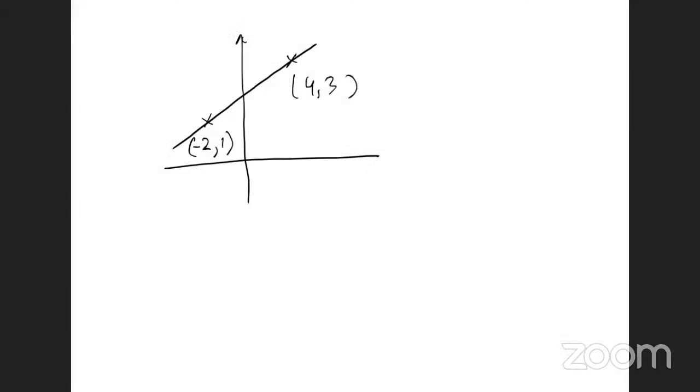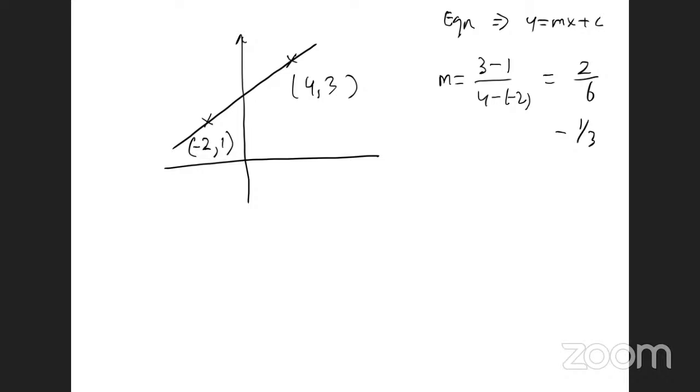All right, so remember the equation of a line. Remember that the equation of a line is y equals mx plus c. So first thing is to find the gradient. 3 minus 1 over 4 minus 2, which is 2 over 6. So you're going to get the gradient, 1/3.